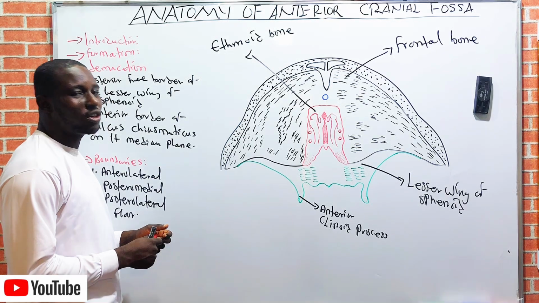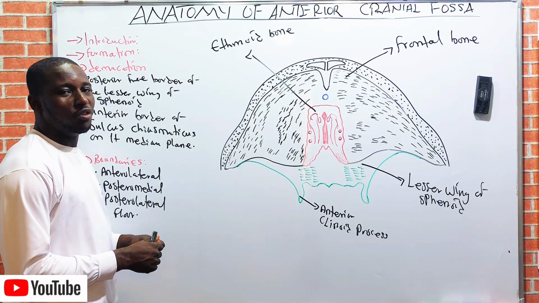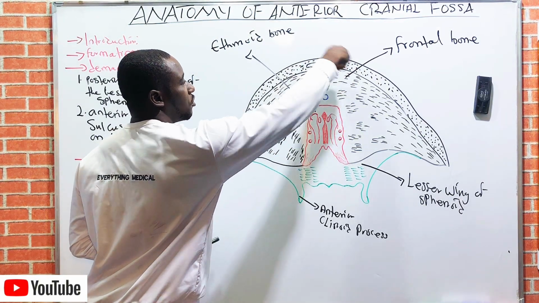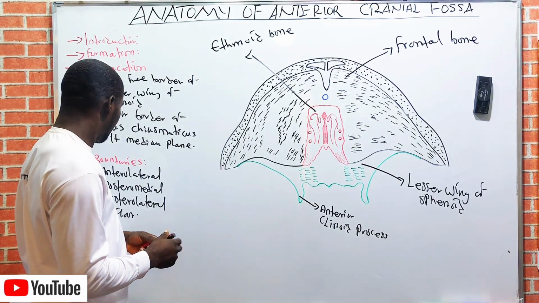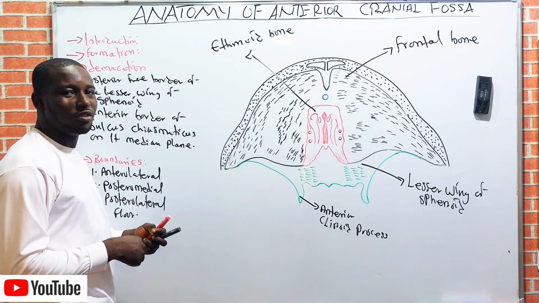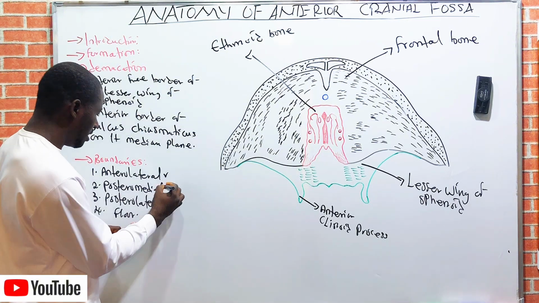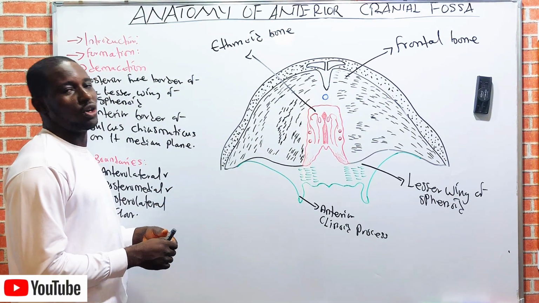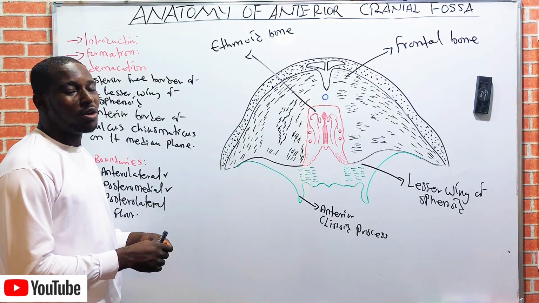Anterolaterally, the anterior cranial fossa is bounded by the inner surface of the frontal bone. That is the anterolateral boundary. I have discussed the anterolateral boundary. The posteromedial boundary is bounded by the limbus of the sphenoid bone, the limbus of the lesser wing of the sphenoid.